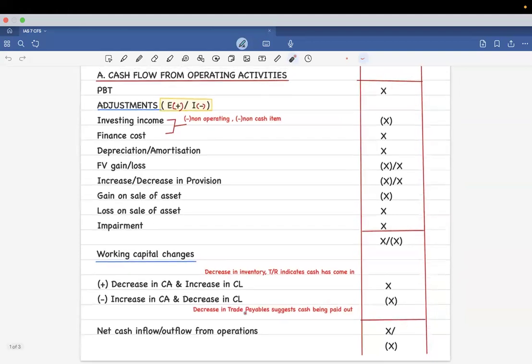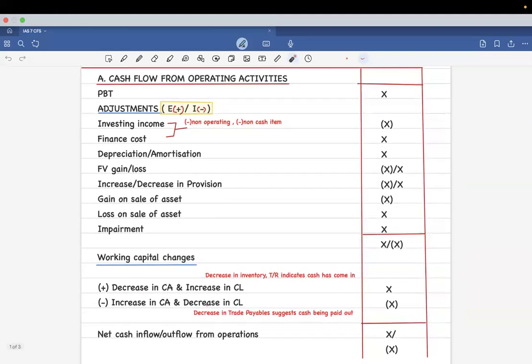Working capital includes all the current assets and current liabilities, but we do not take cash and cash equivalents here. So here what we basically do is we are going to add decrease in current asset and increase in current liability. I'm repeating again. We're going to add decrease in current asset and increase in current liability. There's a simple logic behind this.